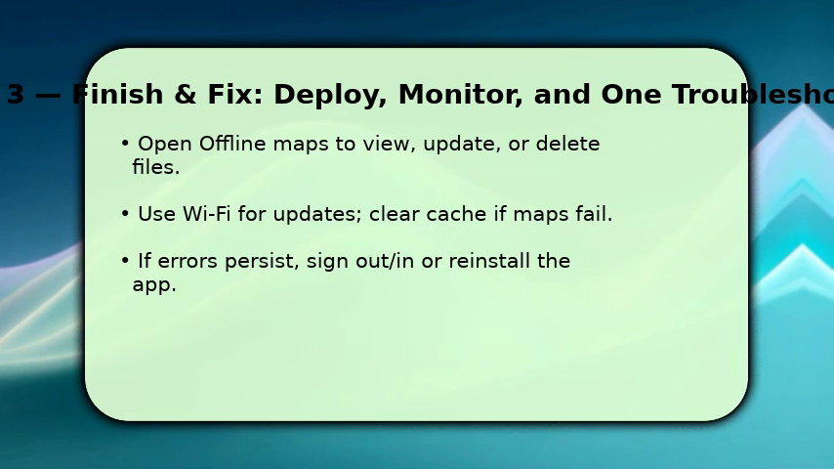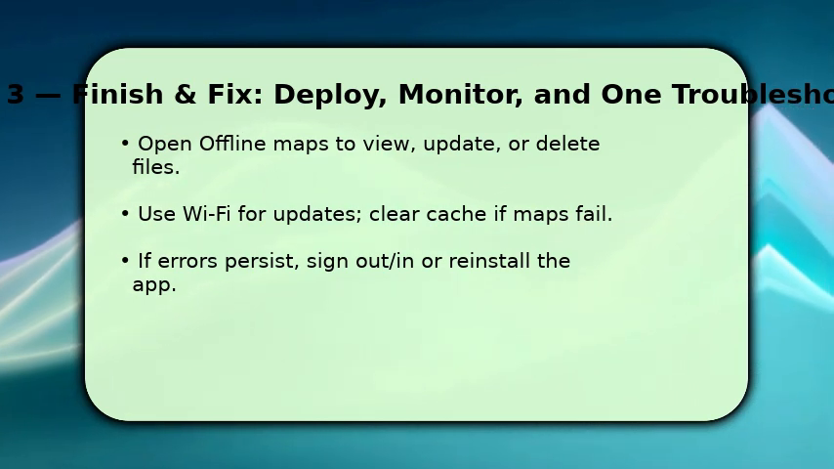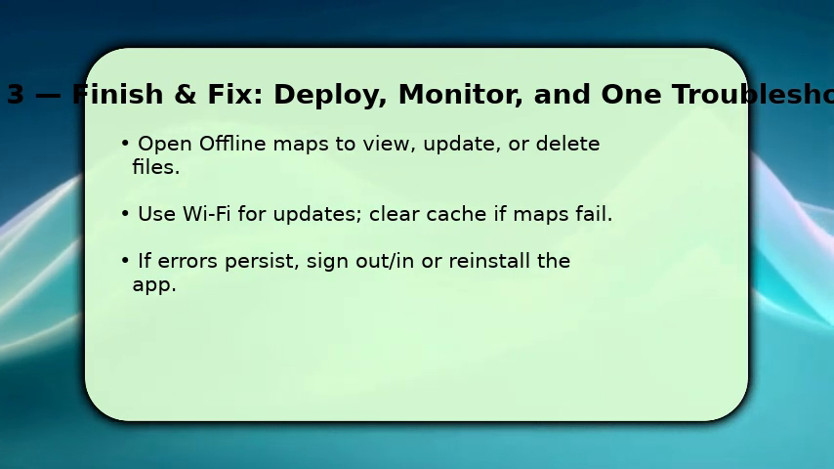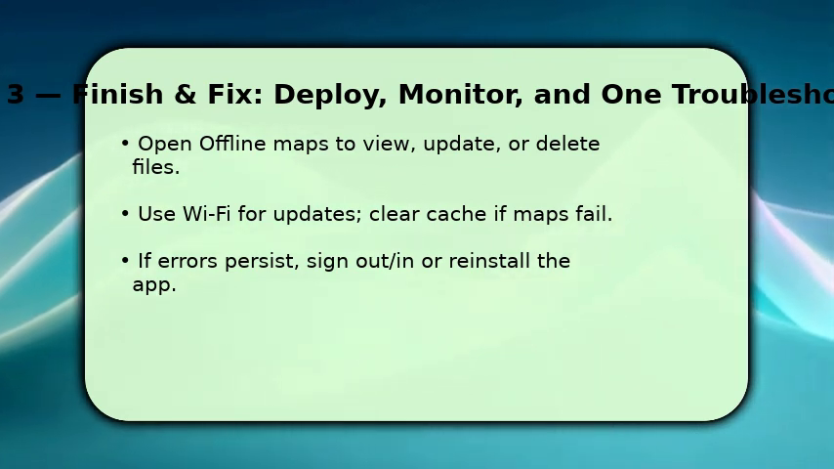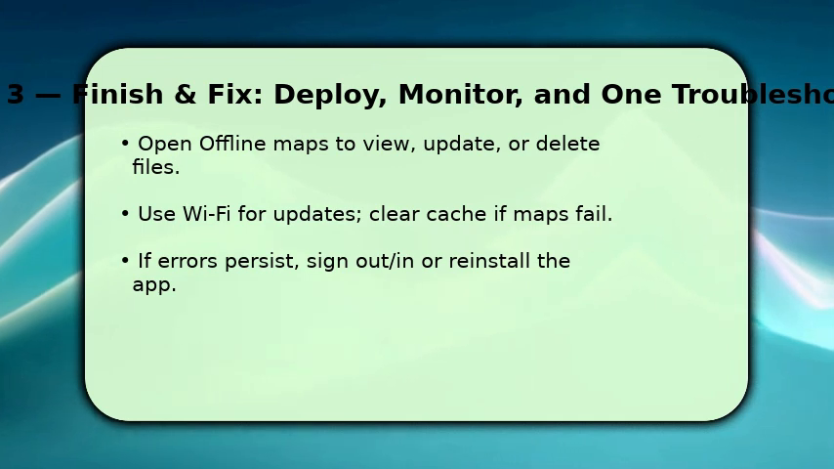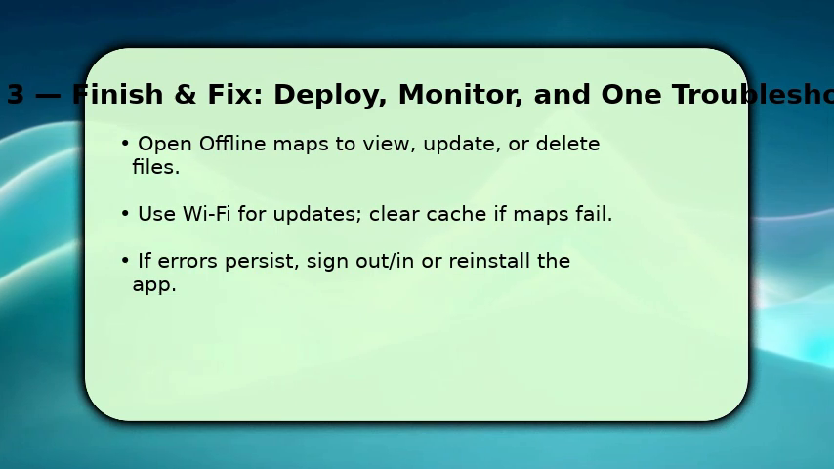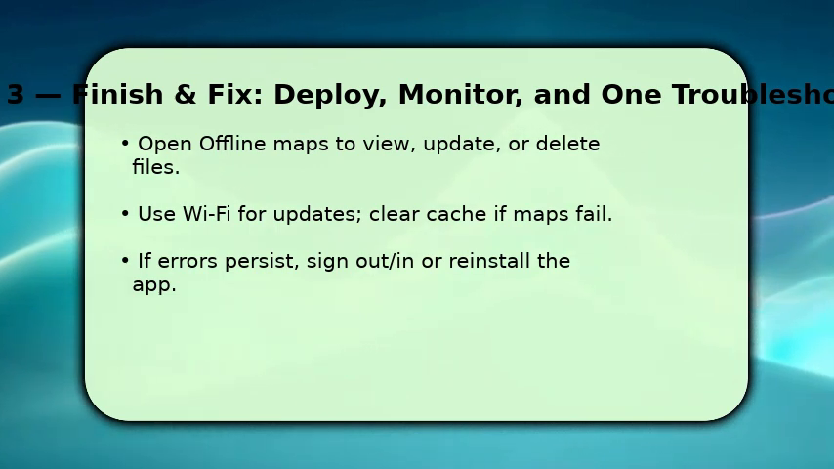If a map won't load offline, clear app cache, check storage permissions, and confirm the file wasn't deleted. Once done, you can navigate and search without a connection. If problems persist, sign out and back in or reinstall Google Maps. That typically restores proper offline functionality and resolves sync issues quickly.